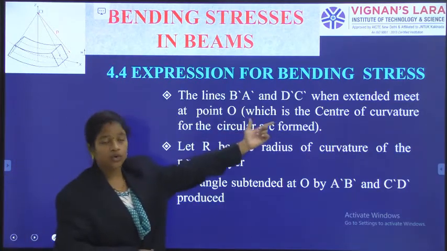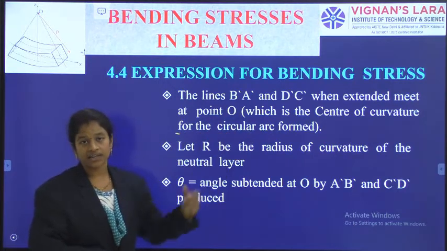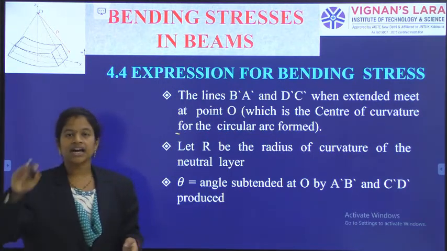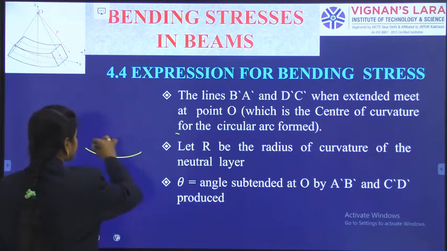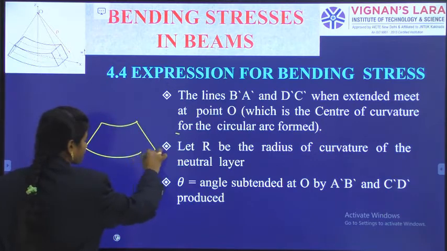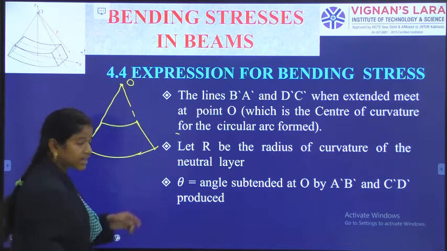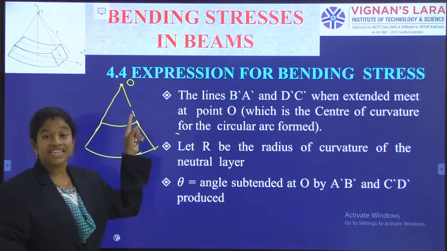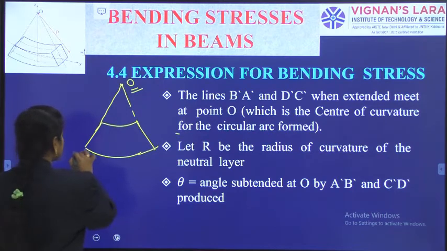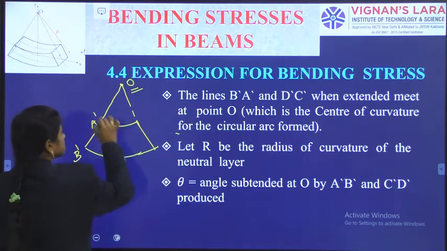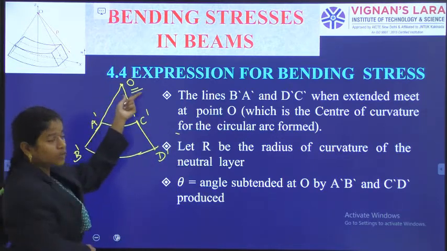So the point O is the center of curvature for the circular arc. Okay. So for that circular arc, where is the center? It is from these two lines, where the meeting occurred. So extending, there I have observed a point of curvature or center of curvature. Okay. So this is my center of curvature by extending B dash, A dash and D dash, C dash. So meeting these two, we have got a point.